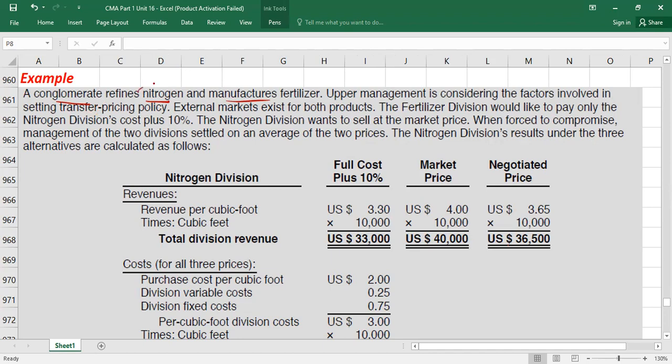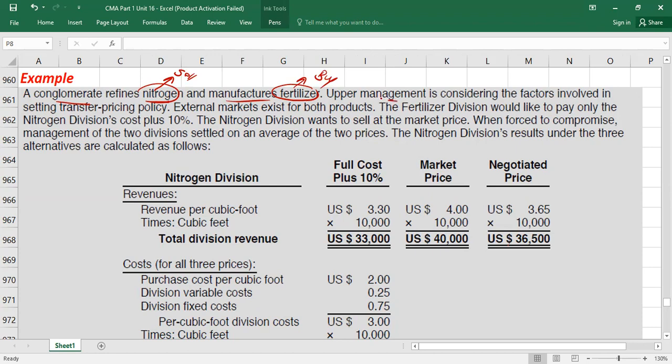So we have two divisions here. One is called the nitrogen division. Second is called the fertilizer division. The fertilizer division, who is manufacturing fertilizer, needs nitrogen, and obviously he would buy nitrogen from the nitrogen division because nitrogen is used in the fertilizer. So we have two divisions so far. First division is nitrogen and second is fertilizer. And please remember, I'm telling you in advance, the nitrogen division is going to be the supplying or selling division, and fertilizer is going to be the buying division.